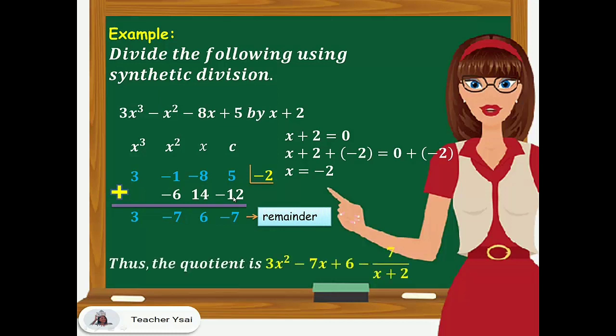Thus, the quotient is 3x squared minus 7x plus 6 minus 7 over x plus 2. So the last number on the third row is called the remainder. And the rest of the numbers, starting from left to right, are the coefficients of the terms in the quotient, which is 1 degree less than that of the dividend. That is why our quotient started with degree of 2.